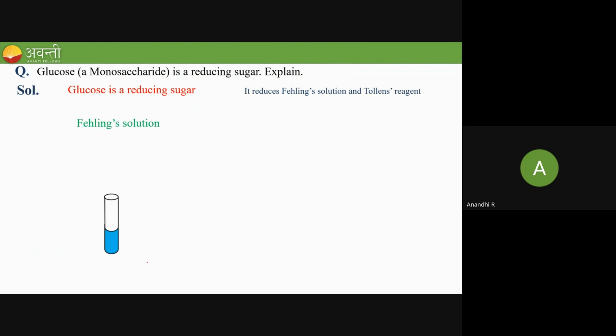Yes. So there is a question to you all. Glucose is a reducing sugar, explain. Glucose is a monosaccharide, but it is a reducing sugar. How to explain this? It is a reducing sugar because it reduces Fehling's solution and Tollens' reagent. So what is this? This is Fehling's solution. On adding the solution of glucose to it, the solution turns red. If a solution turns red, then that particular compound is a reducing sugar, right? So from the color change only, they are telling that glucose is a reducing sugar.